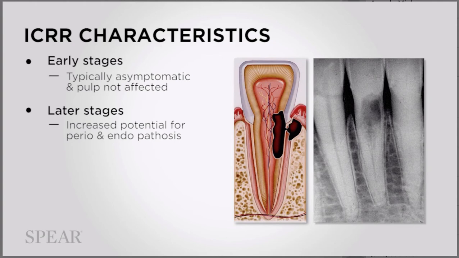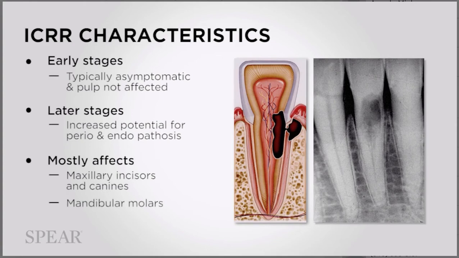This type of resorption mostly affects maxillary incisors and canines. Again, those are the teeth that tend to undergo more traumatic injuries, so maybe that's the reason why we're seeing it more often in the incisors and the canines. We also see it, though, a lot in mandibular molars, less so in maxillary molars.